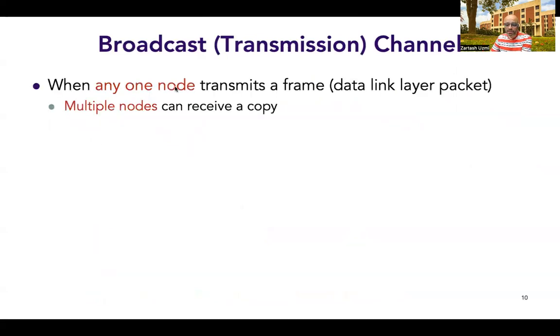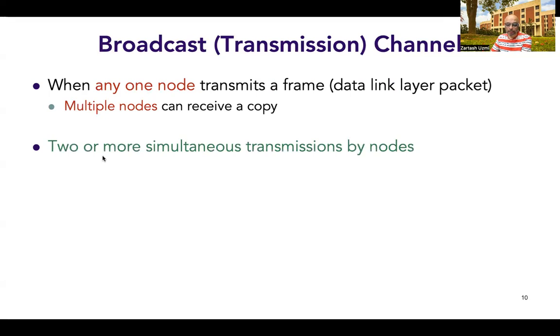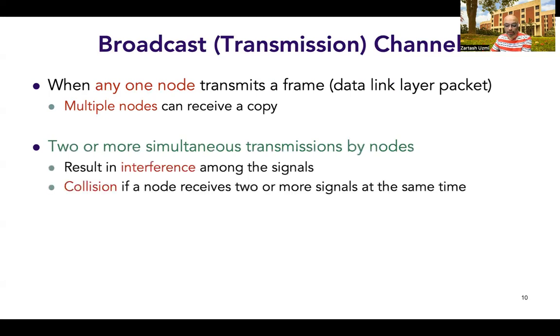So what is this broadcast transmission channel? In a broadcast transmission channel, when any one node transmits a frame, a data link layer packet, multiple nodes can receive a copy of that. Two or more simultaneous transmissions by nodes will cause interference, a collision of the packets. If you have a shared channel and multiple people transmit, their packets might collide and interfere with each other, which means that they will be garbled. If you are transmitting packets as electromagnetic waves, these electromagnetic waves are transmitted, and a packet is just a sequence of bits.